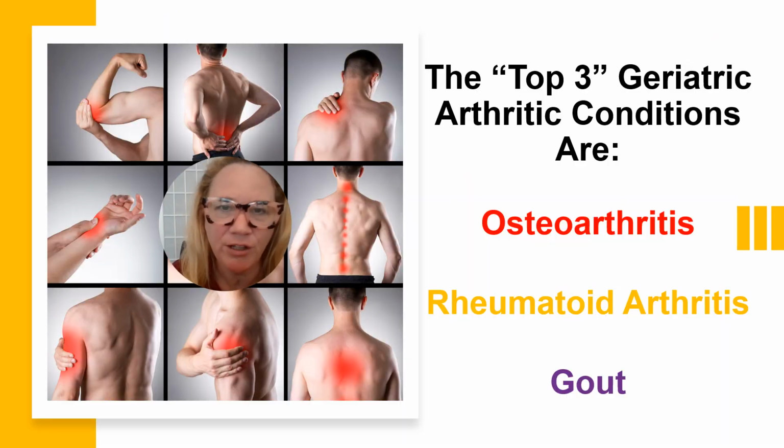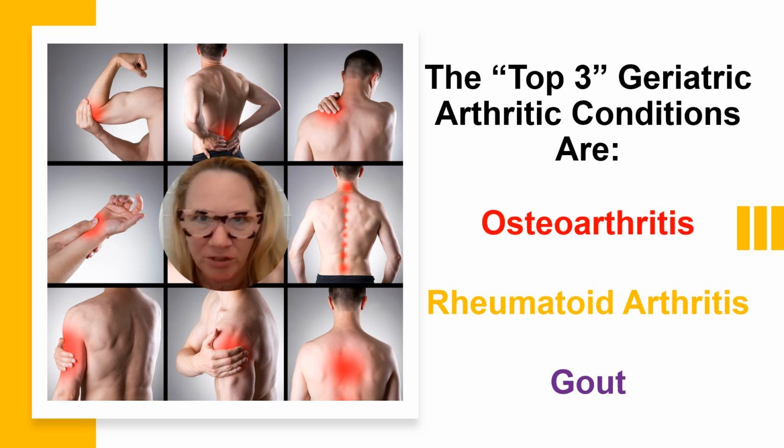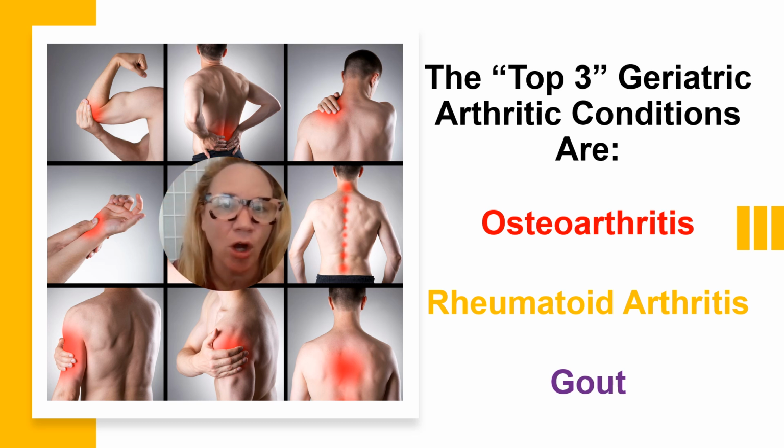Arthritis and old age almost go hand in hand. It's hard to get older without arthritic conditions. The 3 most common arthritic conditions that we can find in seniors and geriatrics are osteoarthritis, rheumatoid arthritis, and gout. We'll review all 3.